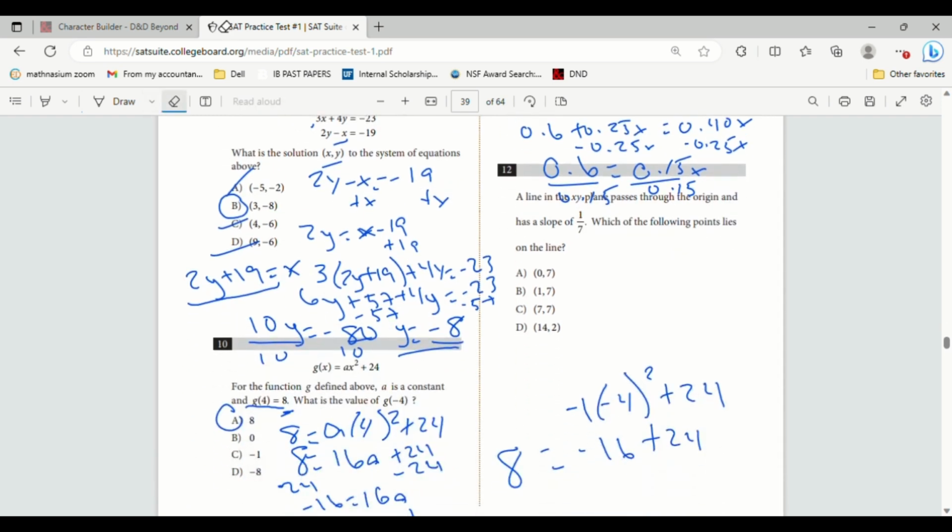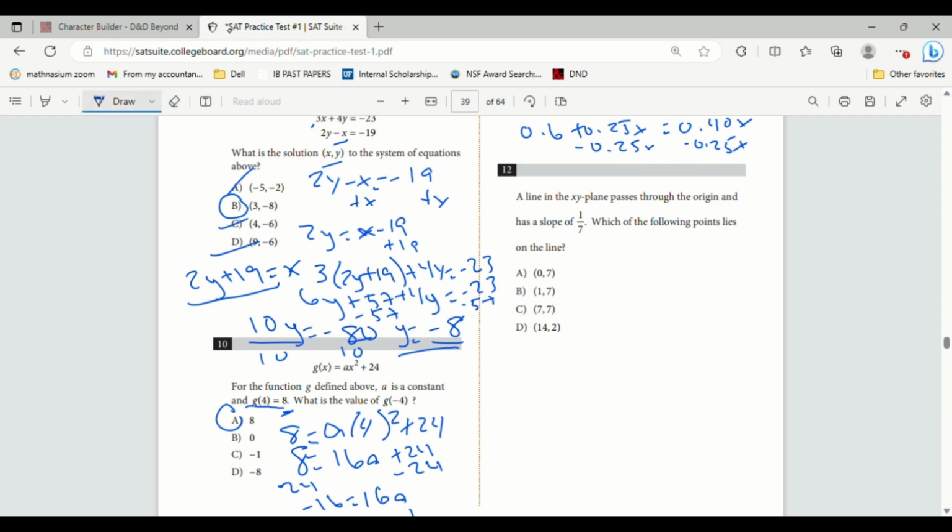We can erase some of this to give us room for the next problem. A line in the xy plane passes through the origin and has a slope of 1/7. Which of the following points lies on the line?